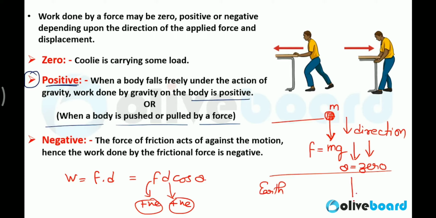It is zero. Force is also in this direction, displacement is also in this direction. So theta is what? Zero. And we know that cos zero is always one. That is, you will get positive work done, plus FD, because applied force is positive and displacement is in meters, a length or distance, so it will always remain positive. Clear? So you will get a positive amount of work done in the case of free fall of a body under the action of gravity. Clear?